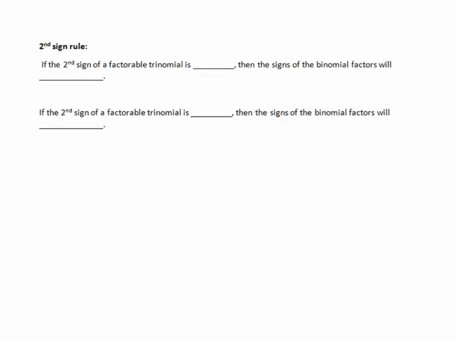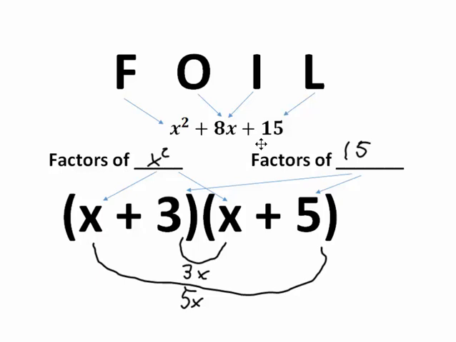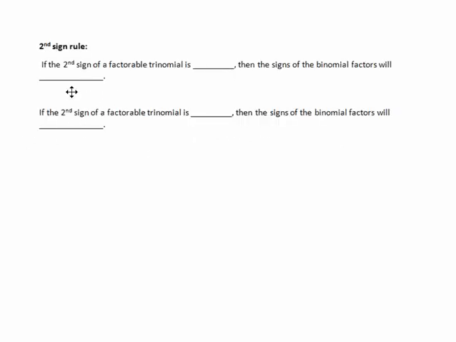Now, this is what I call the second sign rule, the second sign being this sign here, the second sign of the trinomial. If the second sign of a factorable trinomial is positive, then the signs of the binomial factors will be the same. If the second sign of the factorable trinomial is negative, then the signs of the binomial factors will be different.